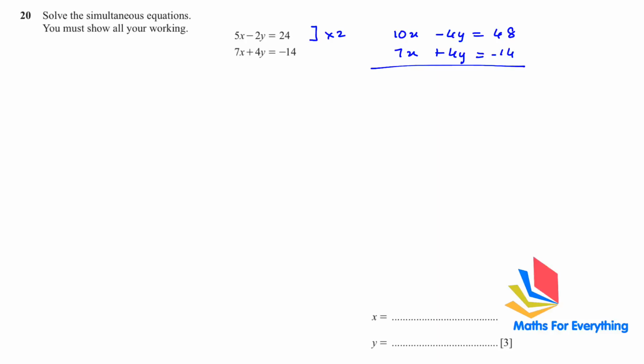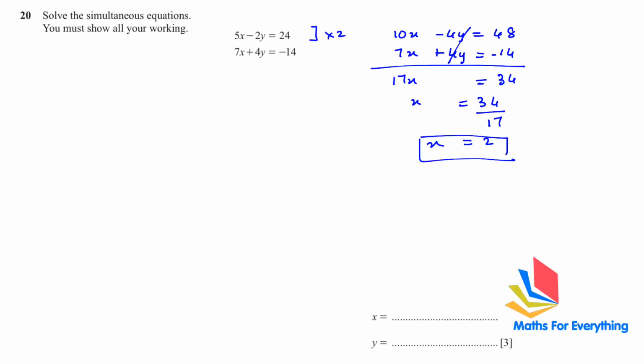So 10 plus 7 will give you 17x. Negative 4 plus 4 will give you 0. It's cancelled. 48 minus 14 is 34. 17x means 17 multiplied by x. So when I move it to the other side, it is divide. I can write it in the denominator, and this will give you x is 2.